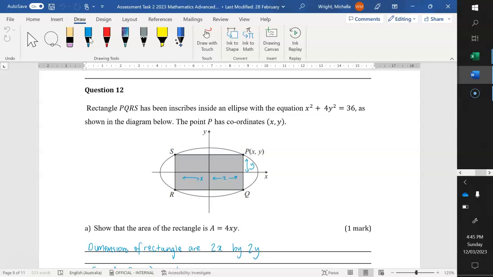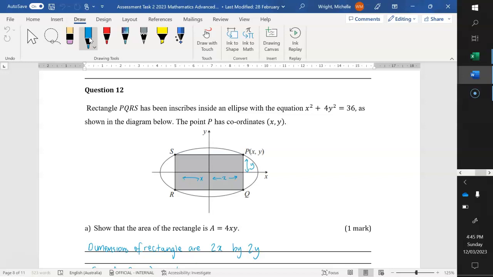Okay, so this one looked at the rectangle PQRS, and it has been inscribed inside the ellipse. The ellipse equation was given to you. And on the edge of the rectangle at point P, they've given that to you as X and Y. So we're in the XY Cartesian plane. And the first thing it wants us to show is the area of the rectangle being 4XY.